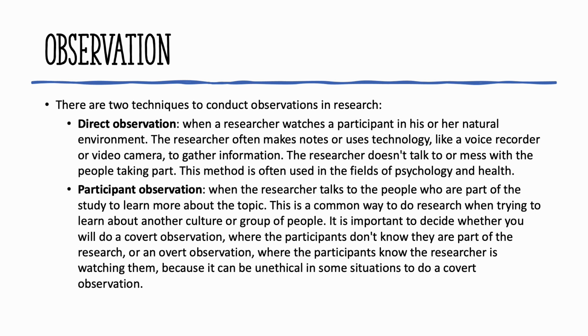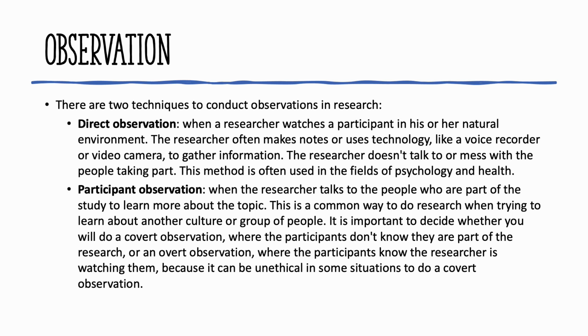There are two primary techniques to conduct observations in research: direct observation and participant observation. When a researcher watches a participant in his or her natural environment, this is called direct observation. To get information, the researcher often takes notes or uses technology like a voice recorder or video camera. The person doing the research doesn't talk to or bother the people who are taking part. In the fields of psychology and health, this method is often used.